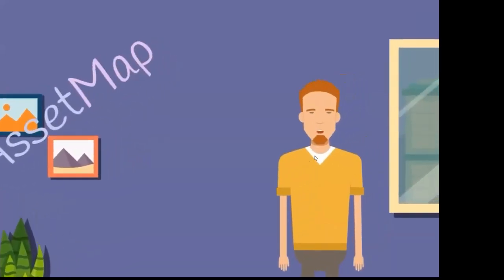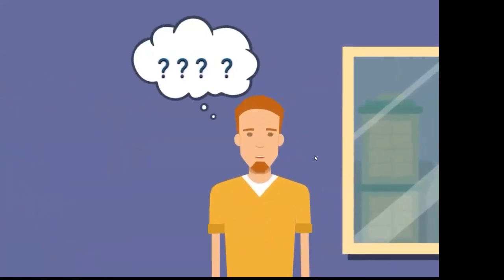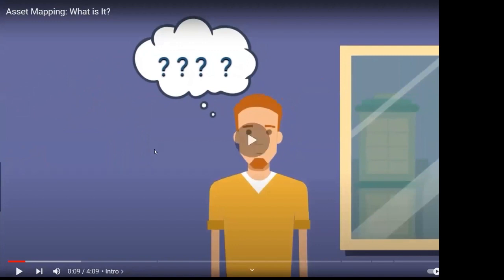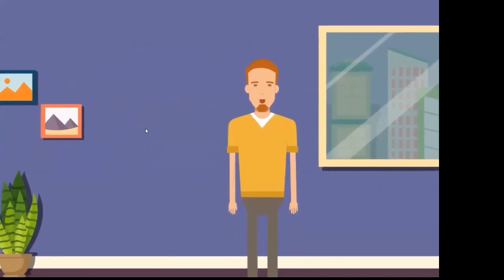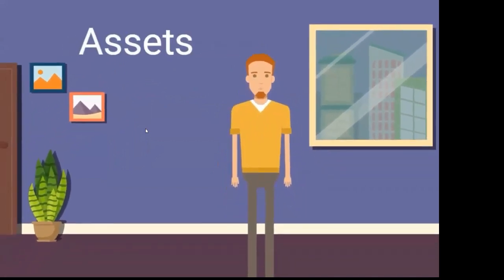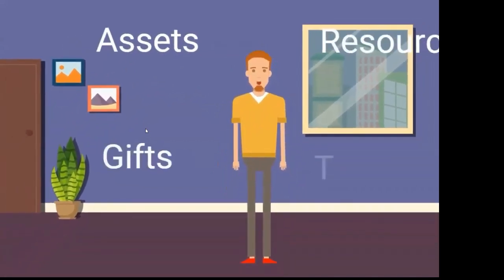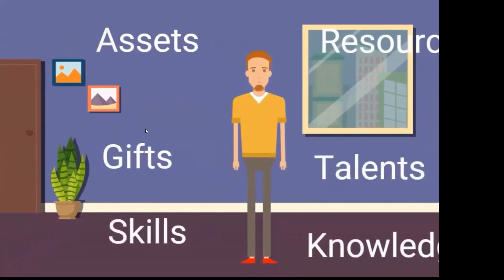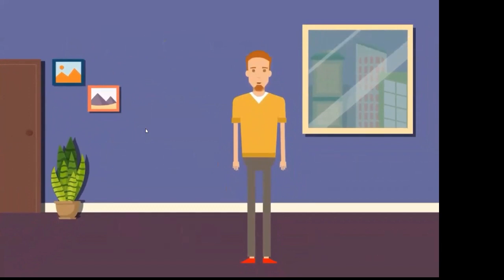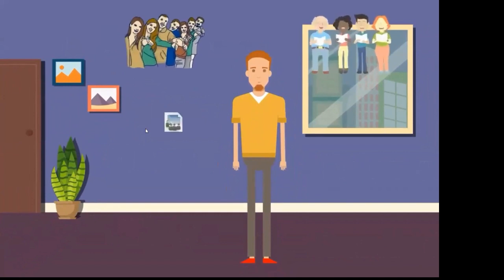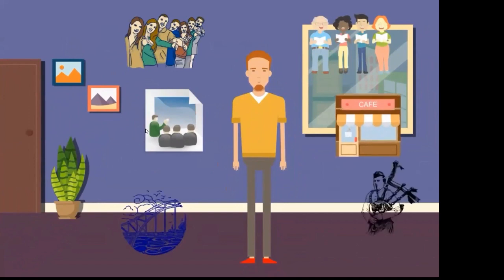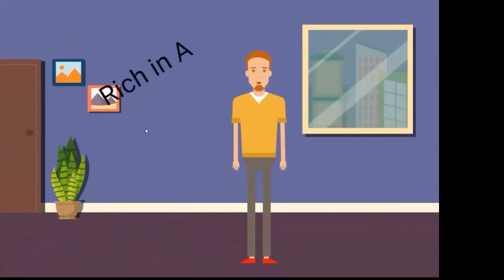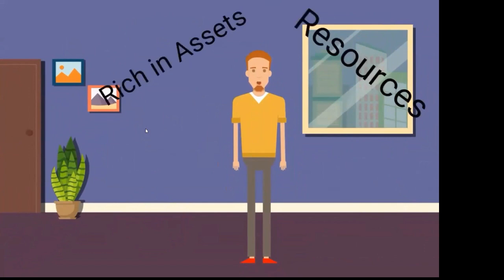When I first heard the term asset map, I was confused. What do they mean by assets? But there's no need to be confused. An asset map is simply a way to identify and recognise the assets, resources, gifts, talents, skills and knowledge in our local communities. It includes the gifts of people, community groups, organisations, physical structures, businesses and the culture of the area. Every community is rich in resources and assets, but sometimes we don't realise the wealth we have around us.